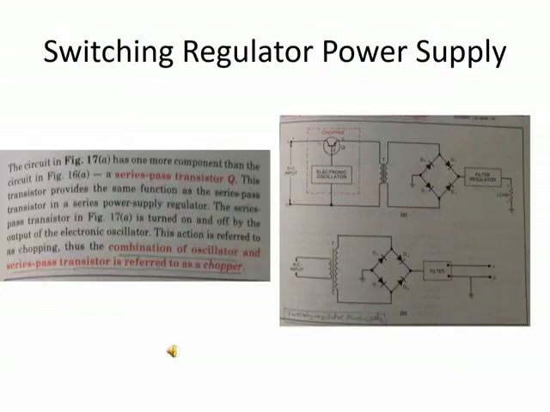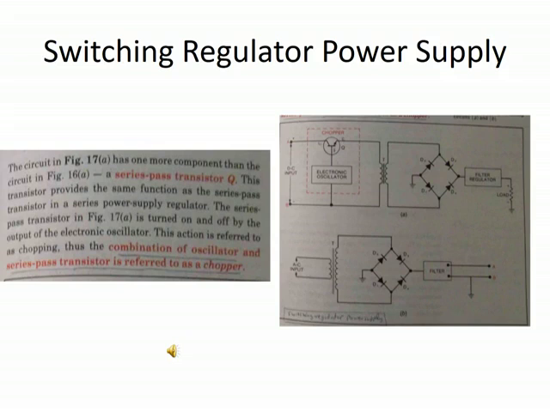Now the switching regulator power supply system. In the switching regulator power supply system, the value of the output voltage depends on the switching devices. In the diagram, we can see the chopper. The chopper is a switching transistor.